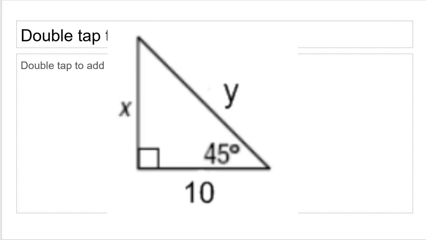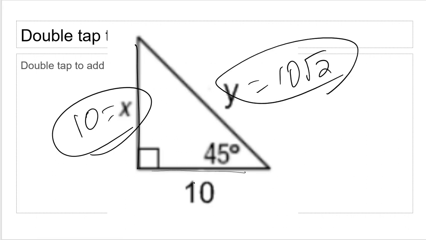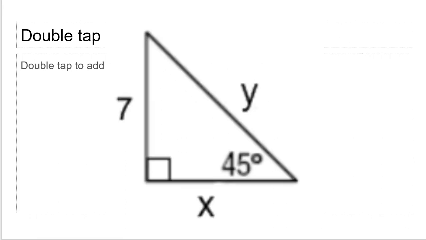Remember, in a 45, 45, 90, your legs are the same. What I mean by legs is that's a leg, and this is a leg. So if this is 10, this is also 10. And this is 10 root 2. As simple as that.